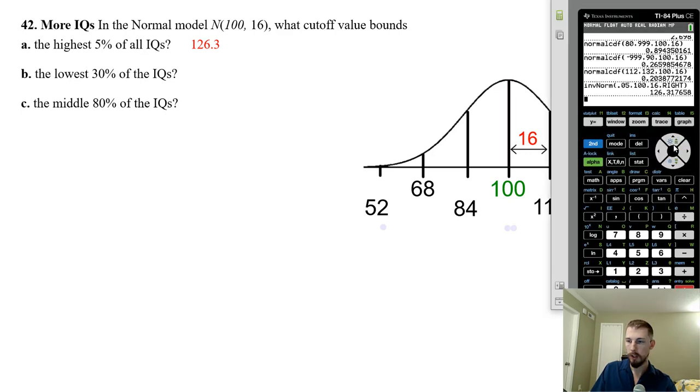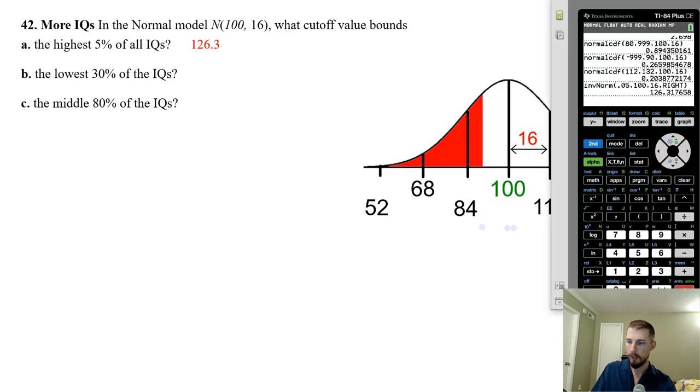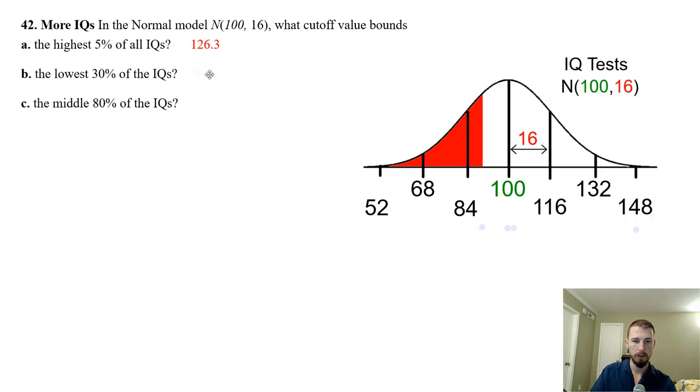Alright, lowest 30%, so same idea, except now we're looking for the lowest 30%, which is going to be something along the lines of, I think it's actually going to go into there a little bit. So we'll do the same thing, second variables inverse normal, so third option. The area we want is 30%, and we're measuring it from the left. Alright, so 91.6, pretty well what I was estimating.